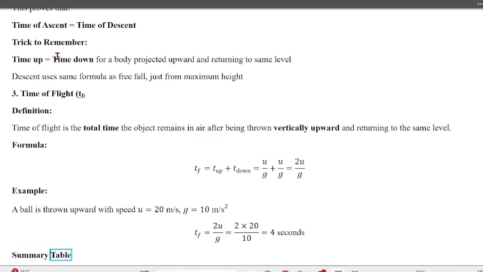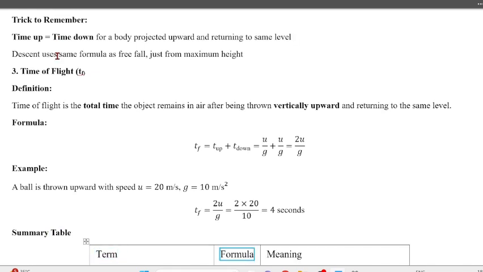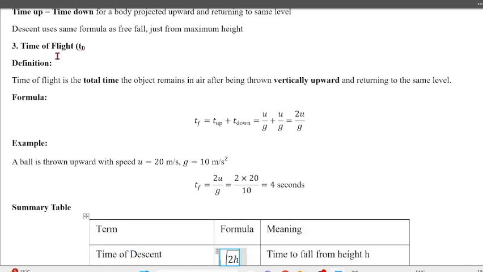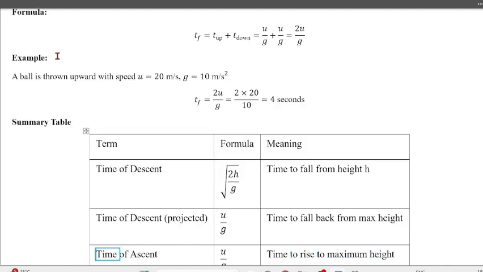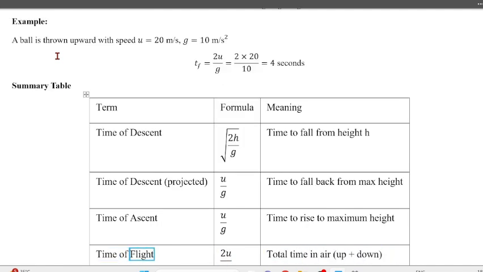Summary table. Time of descent: square root of 2h over g, the time to fall from height h. Time of descent for a projected body: u over g, the time to fall back from maximum height. Time of ascent: u over g, the time to rise to maximum height. Time of flight: 2u over g, the total time in air, up plus down.